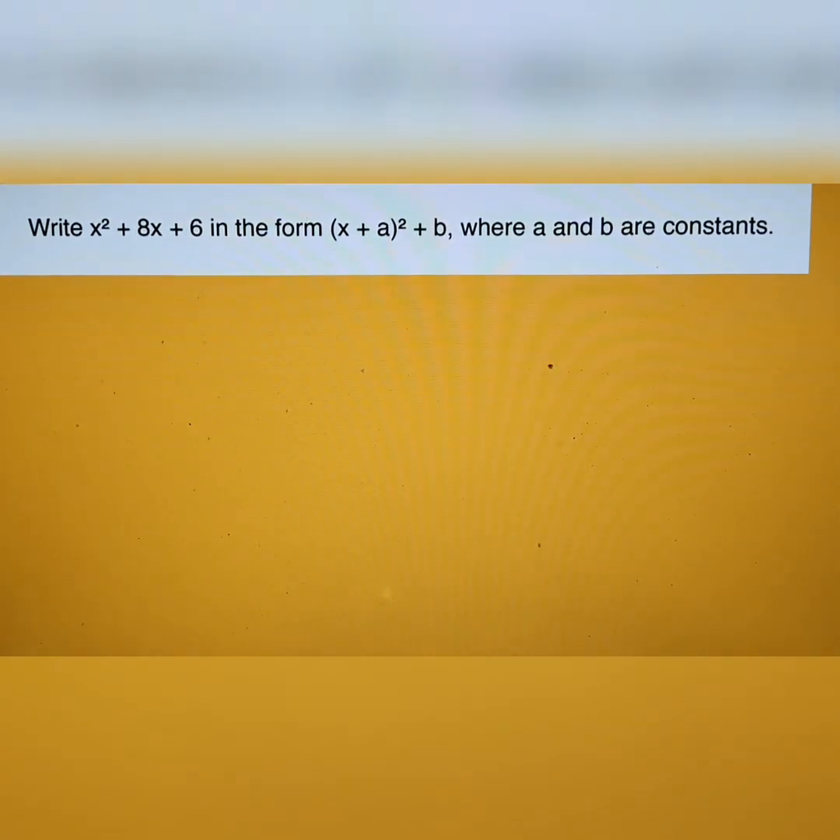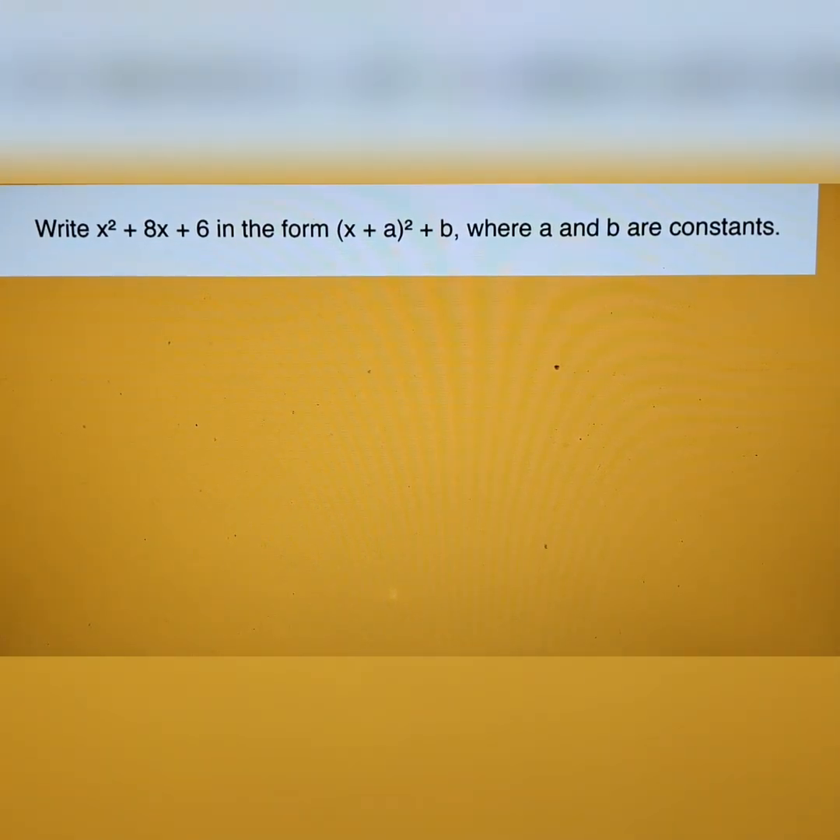So this question says, write x squared plus 8x plus 6 in the form of x plus a squared plus b, where a and b are constants. So we're looking at the second term in the expression, 8x. We want to divide 8 by 2 to get the 4, and that will give us our bracket, x plus 4 squared. 4 squared is 16, so take away 16 and then bring down the plus 6. Minus 16 plus 6 is minus 10. Then simplify that. x plus 4 squared minus 10 is your completed square. So the value for a is 4 and the value for b is minus 10.